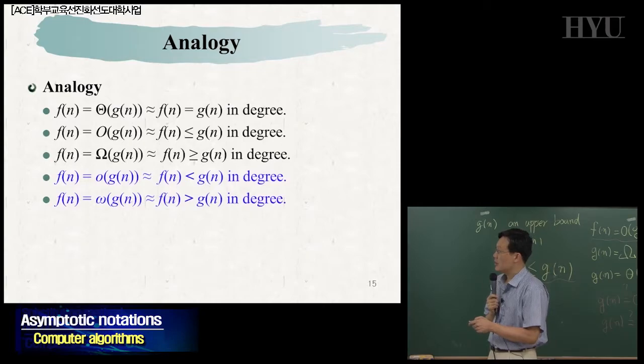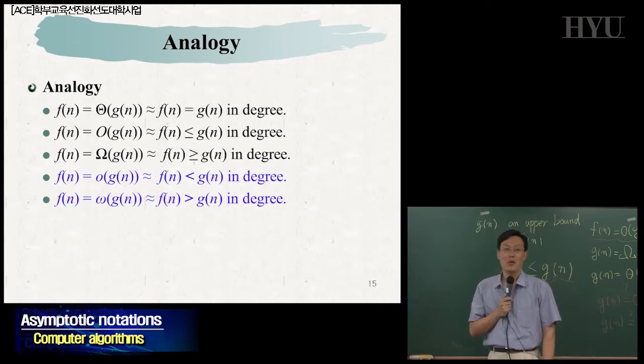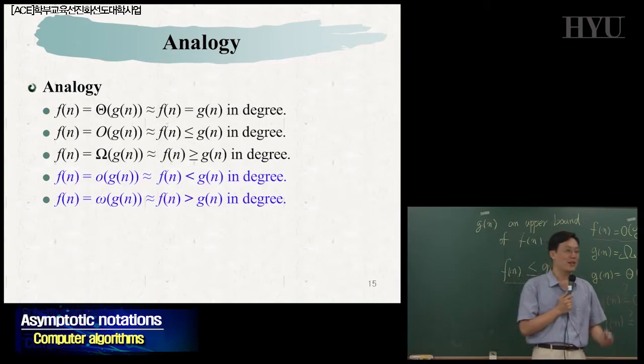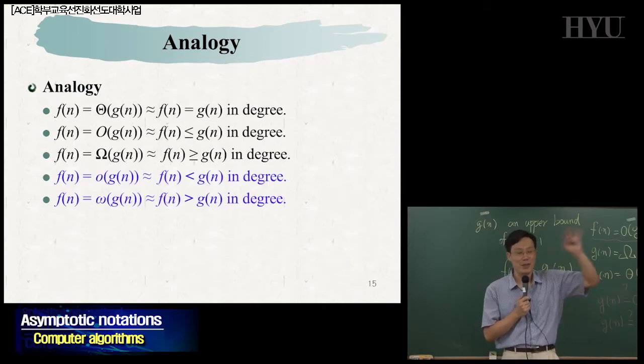Theta means the degrees are the same. Big O, then this degree is bigger. Omega, this degree is bigger. Bigger than or equal to. But there are small, little o and little omega notation. What are the differences between little notations and big notations?